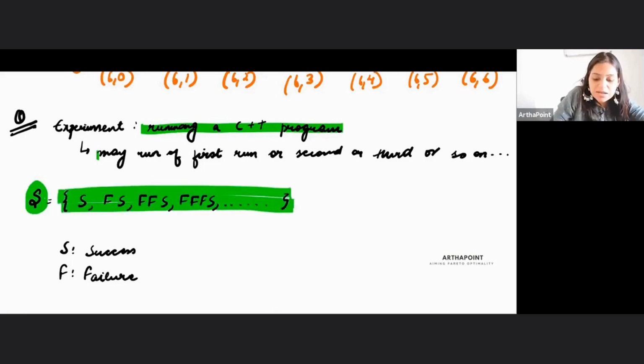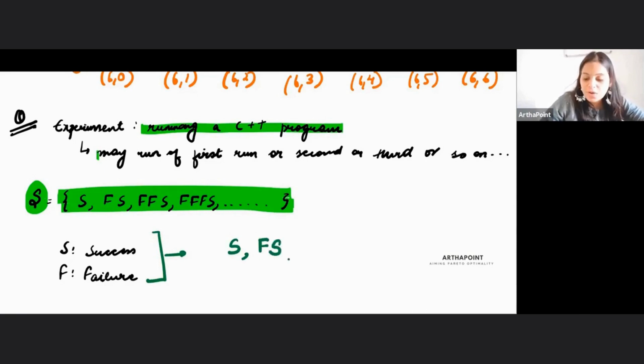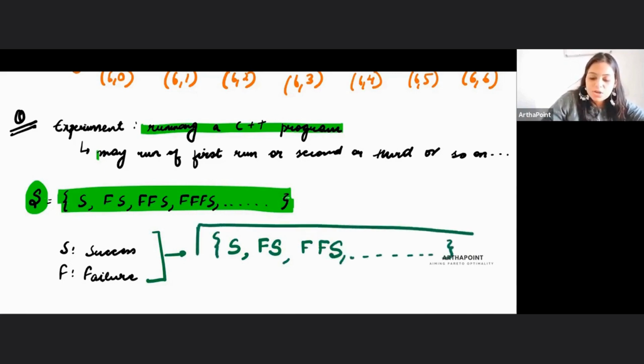like this. And you stop. The moment the program runs, you have achieved success. You have written the code correctly, so you don't have to progress further. So your sample space will be that you achieve success in the very first time, or you have a failure the first time, followed by success the second time, or failure the first 2 times, then success, and so on. So this entirely becomes your sample space.